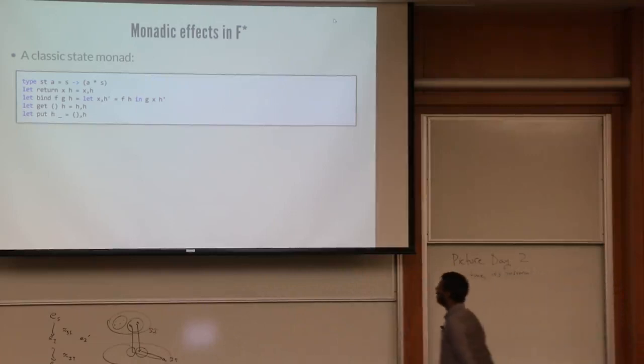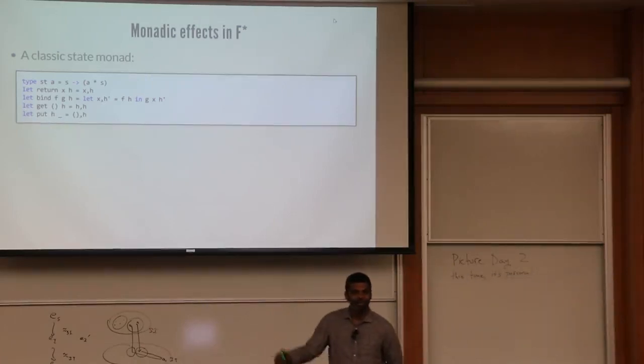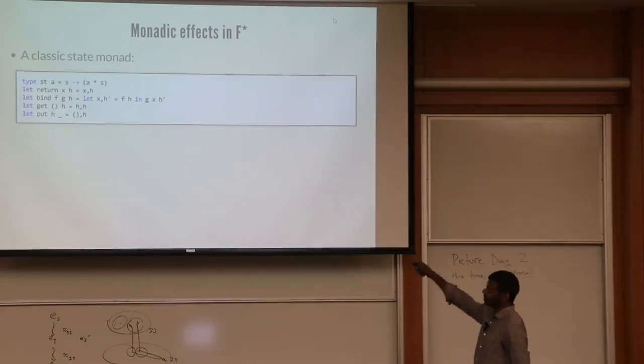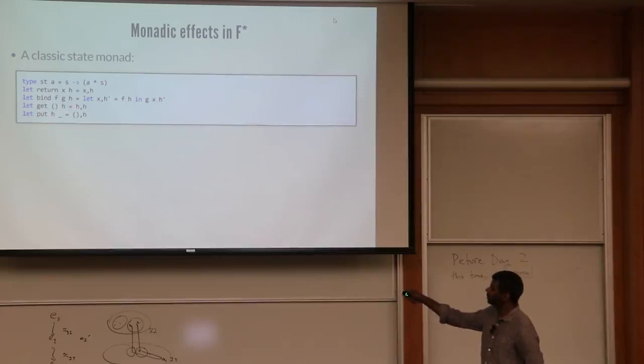So how do you add effects to a functional programming language? The classic way of doing it is by encoding effects as monads. So here's a bog standard state monad in F*. St of A is a function from initial states to results and final states. There's a return and a bind for this monad. The bind is just doing sequential composition of stateful programs. And there's two actions, a get and a put. Get lets you read the current state, and put lets you update the state.